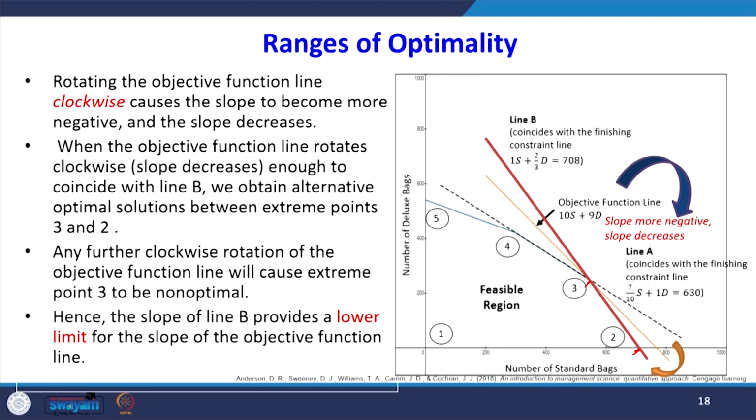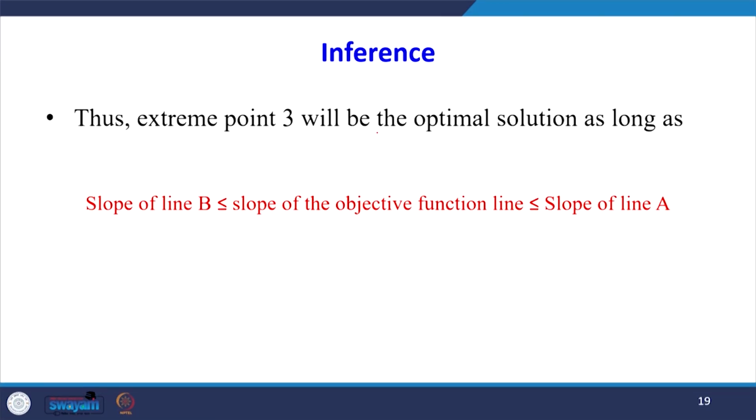So, now we have the upper limit and lower limit of your objective function line so that point 3 will remain optimal. The extreme point 3 will be the optimal solution as long as the slope of line B is less than or equal to the slope of the objective function line, which is less than or equal to the slope of line A. If the slope of your objective function line is between the slope of line B and A, your optimal solution will remain the same; that will not disturb your optimal solution.